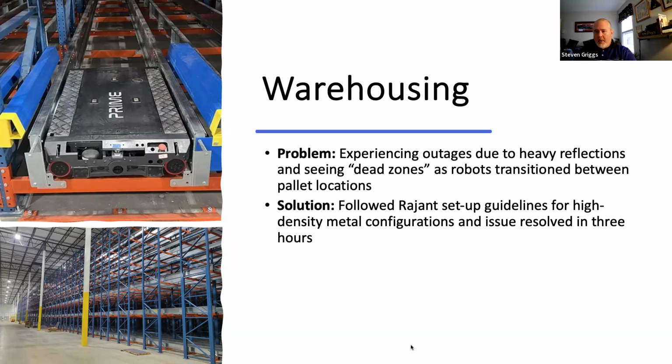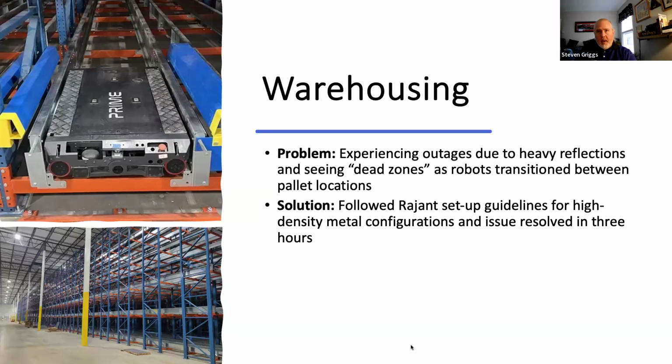So the warehouse customer was experiencing outages. Now these are pallet robots that move throughout this 7-story structure, or 7-level structure, I should say. And you try to imagine that whole rack system there that's filled with pallets, because that's what these robots do. They slip underneath the pallet, they pick it up, and they move it to where it needs to go. What they were experiencing was dead zones.